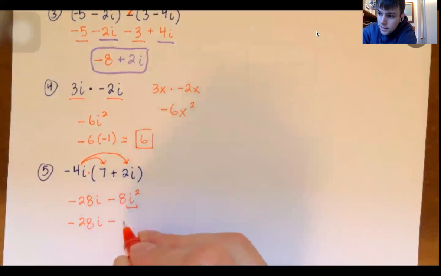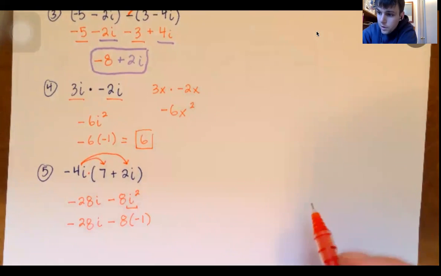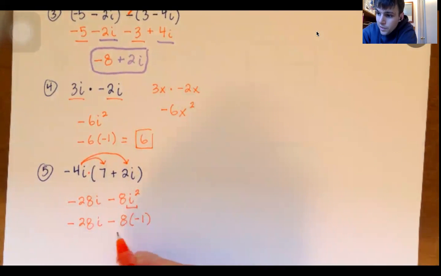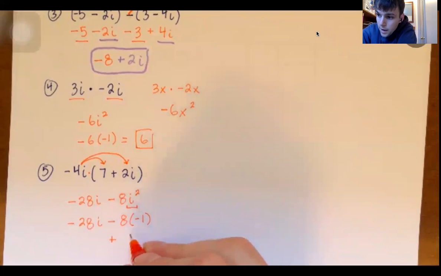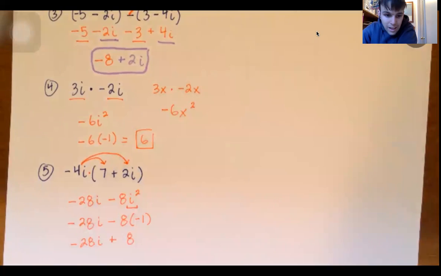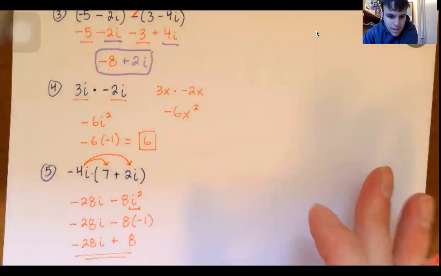All right, so we have negative 28i minus 8 times, now this is a negative 1. i squared becomes negative 1. Right here, I can simplify that out a little bit. I have negative 8 times negative 1, that becomes positive 8. And we could stop right there. That would, I mean, mostly be okay.